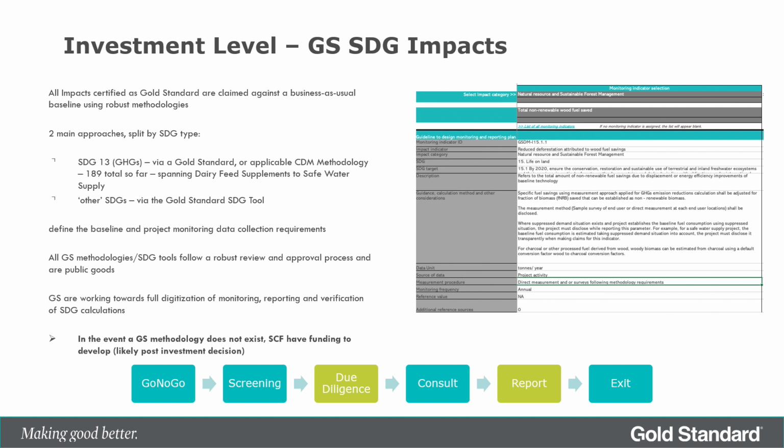Okay, impacts. So how are these assessed? As I mentioned, the gold standard requirements are that impacts are claimed against business as usual using robust methodologies. Really, we have 2 main approaches, and these are split by the type of SDG, Sustainable Development Goal, they are. In summary, SDG 13, so climate, related to the fact that historically gold standard has been extremely active in offset markets. For SDG 13, we have a lot of methodologies that serve this particular SDG. So we have 189 methodologies that can be used to report impacts from various project types, spanning dairy feed supplements that reduce methane emissions from cows, to safe water supply projects that displace boiling by people in the business as usual scenario. So it's those SDG methodologies.